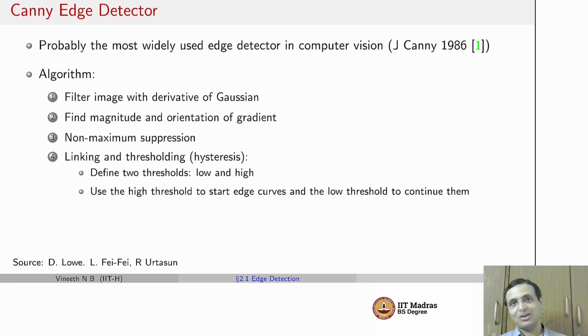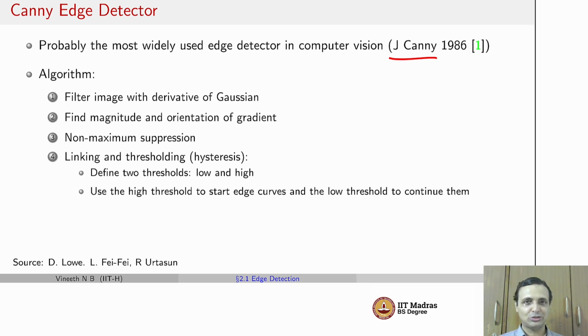So this process of finding edges, where we defined a good edge detector to have three characteristics, and we tried to address each of them through non-maximum suppression and hysteresis thresholding over the last few slides, was proposed as part of a paper by a person called Canny in 1986, and this entire methodology is called the Canny edge detector, one of the most popular edge detectors that have been used in computer vision applications for decades together. So what is the Canny edge detection algorithm?